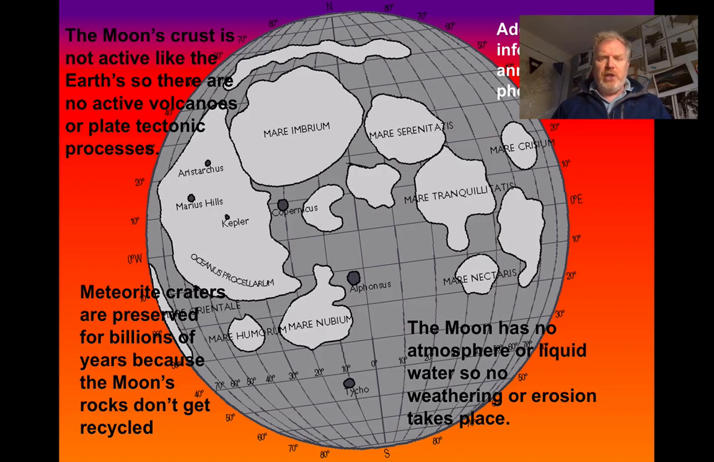Is there any more information that you can now add to your photograph? Look carefully at the terrae. Notice how there are far more meteorite impact craters on the terrae than there are on the mare. That's something we're going to explore a little bit more next lesson.